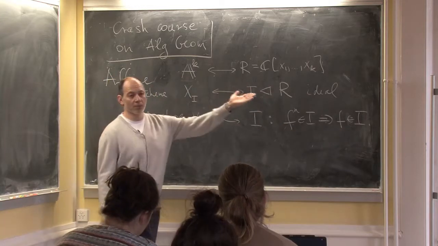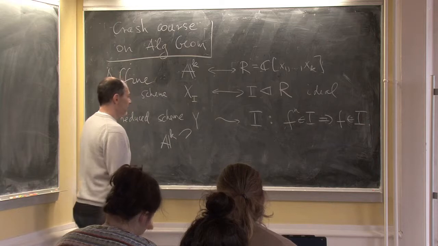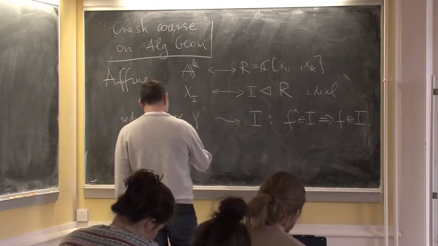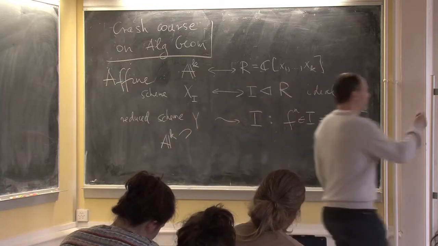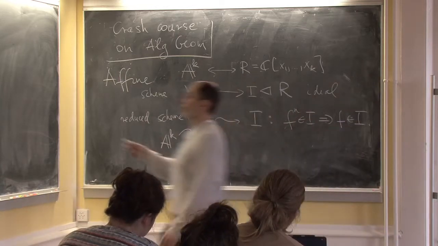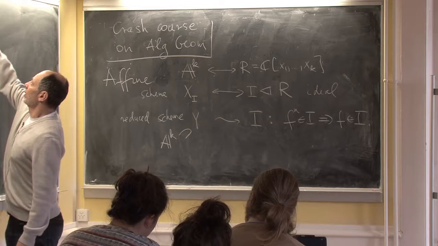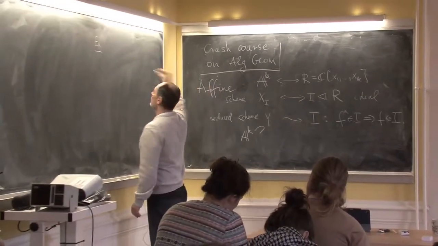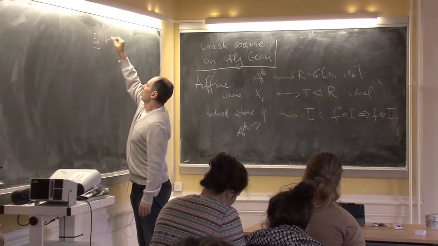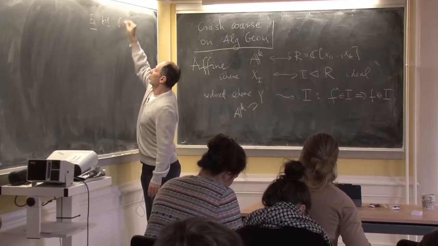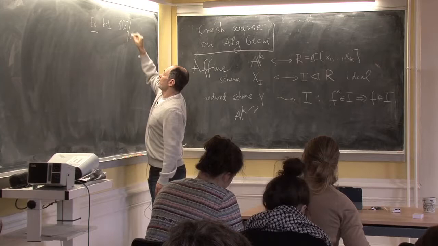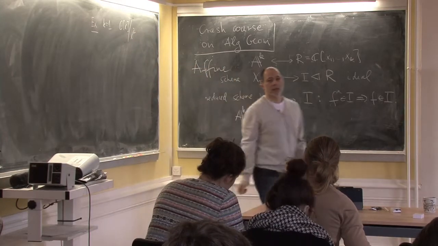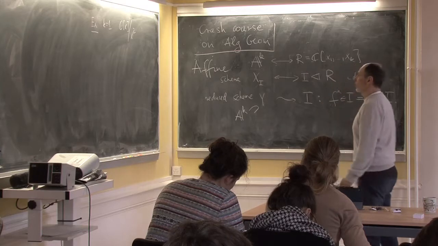For schemes, this is permissible. And so the basic example that we have is if I just look at A1, k equals 1, and I look at this, then I just have one variable. If I divide it by x squared, so I look at the ideal generated by x squared, then I get a scheme.